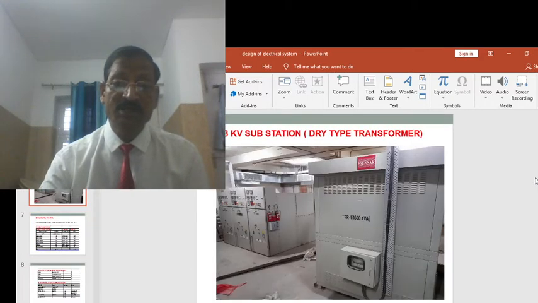This is one of the 33 kV substations. There are transformers, and these are air cooled transformers, and this is the electrical HT panel, 33 kV.